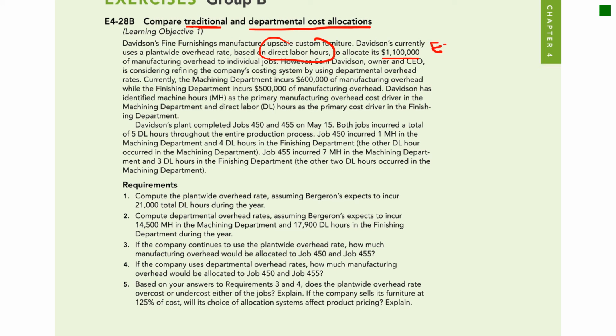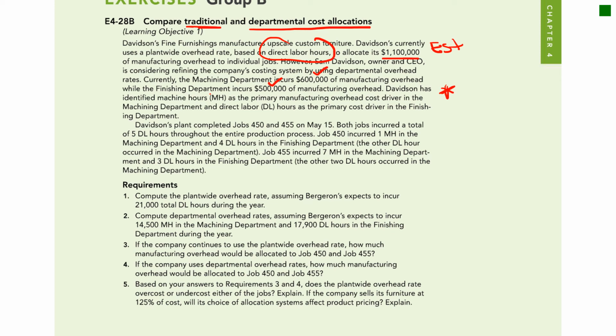So here's your estimated overhead right there. The owner is considering refining their costing system. They want to use departmental rates. They've got machining department incurs $600,000, and the finishing is $500,000. Notice 605 gives you back up to the 1.1. So they're basically splitting that between the two departments. They've identified machine hours as the primary cost driver for machining, and direct labor is for finishing. So pretty important information. Get that done in the first paragraph.